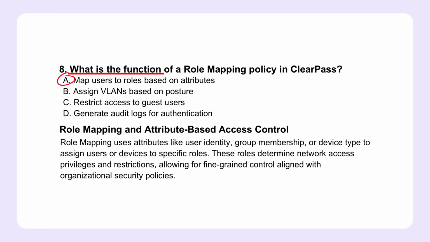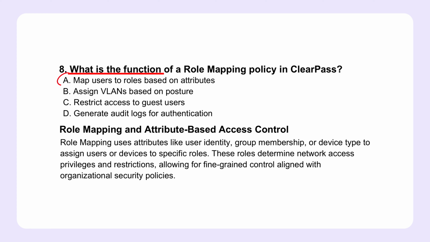And this is role mapping and attribute-based access control, or ABAC. It's really powerful. Instead of static rules for individuals, you assign roles dynamically. How does that work? Dynamically. Well, the role isn't just assigned manually. It's determined based on attributes ClearPass knows.